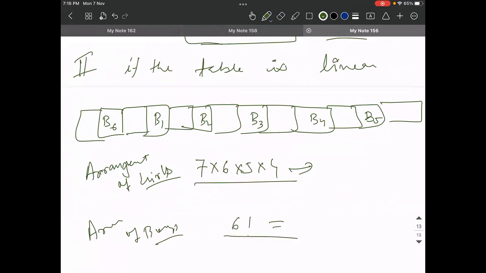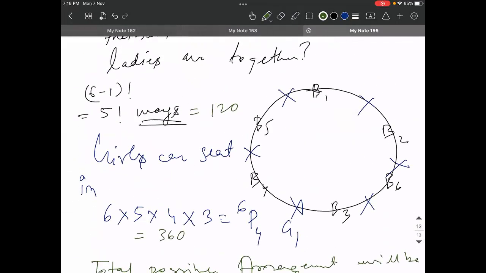So total permutation will be this multiplied by this. We have done the same thing here also, in circular permutation. But in circular permutation, the available positions were how many? 6 only. Girls can sit only in these 6, because again it's a loop, so it doesn't have an end point. That's why we are fixing one boy first. You fix one boy, so the other boys can sit in 5 factorial ways. And then girls will have 6 positions to go, so 6 into 5 into 4 into 3, because there are 4 girls. Got it?